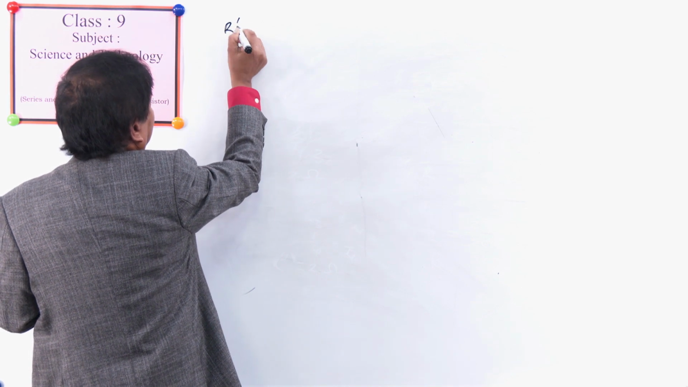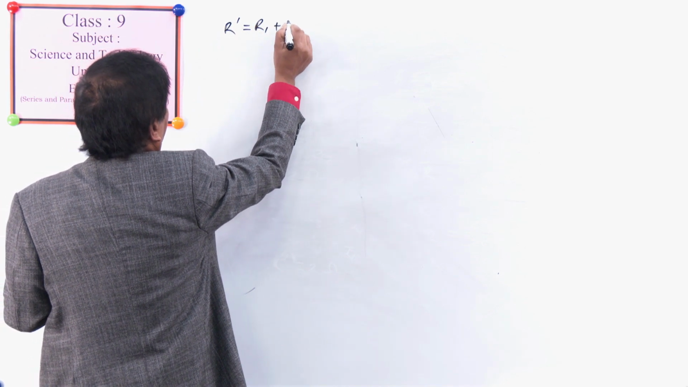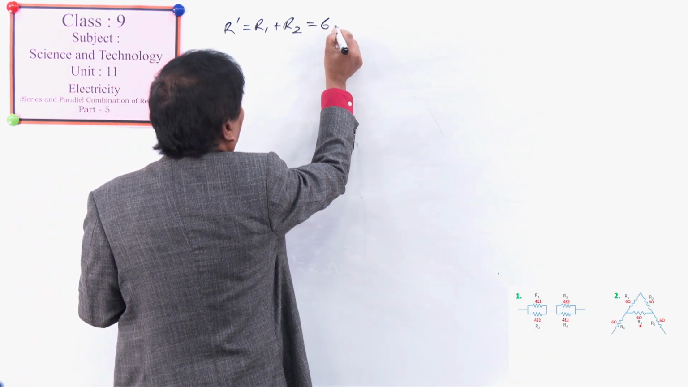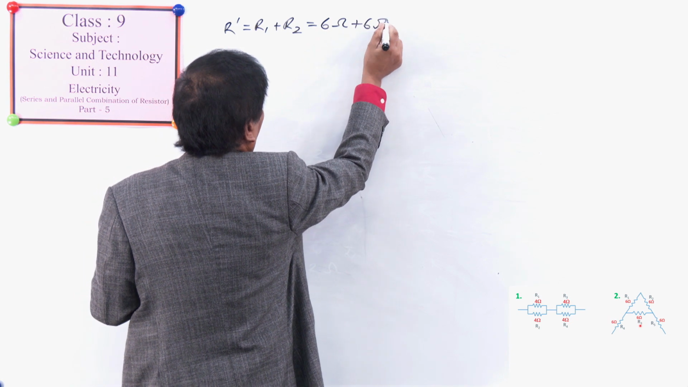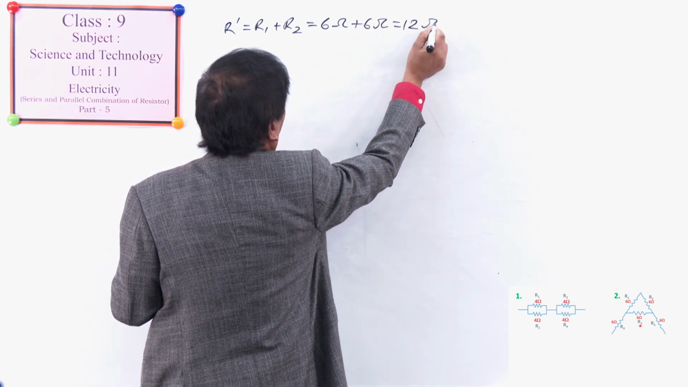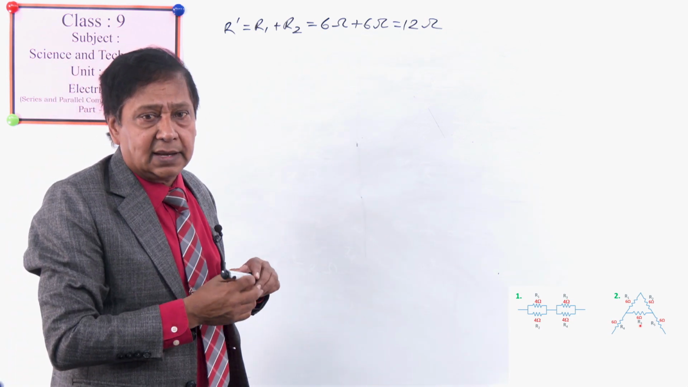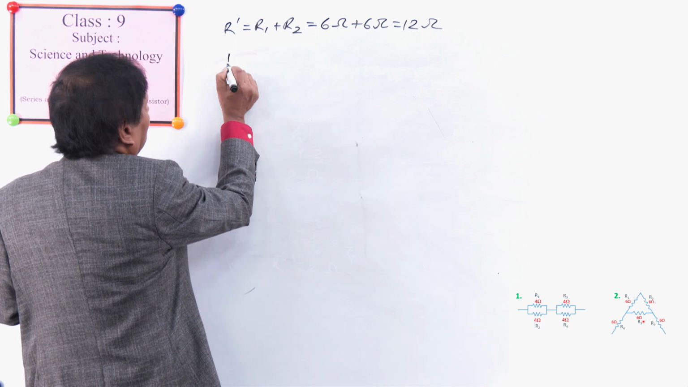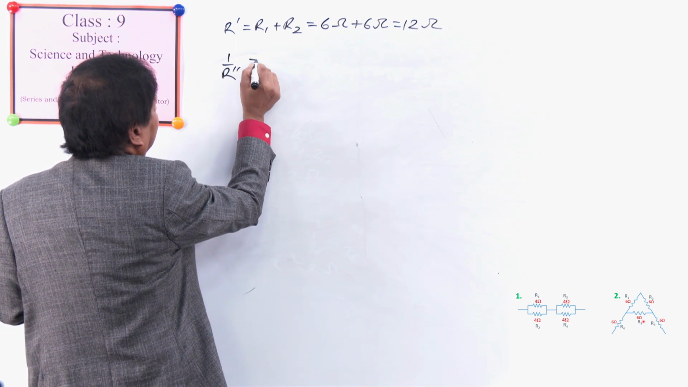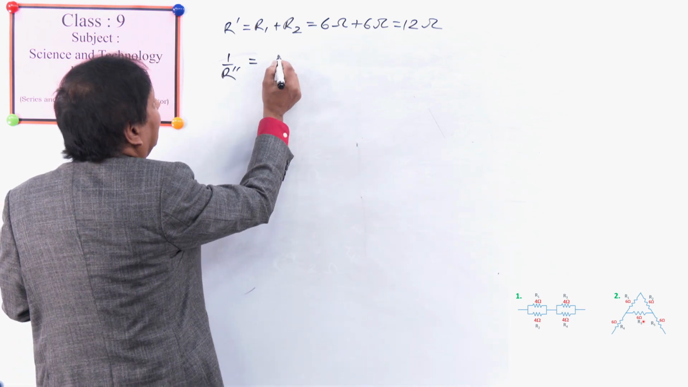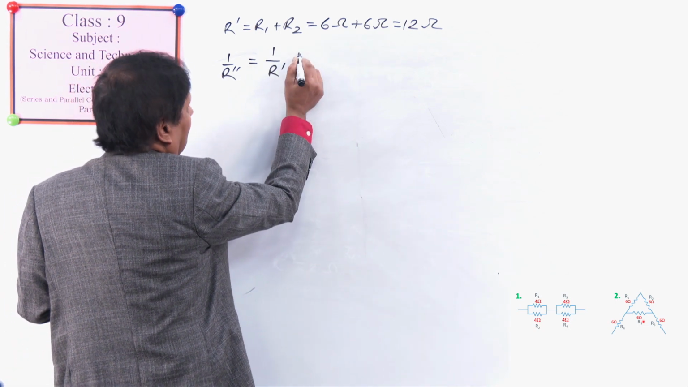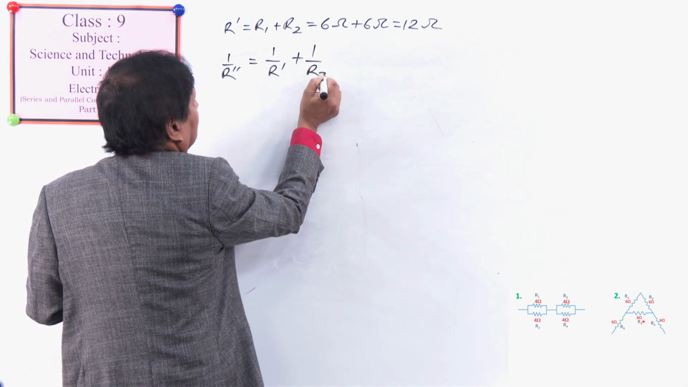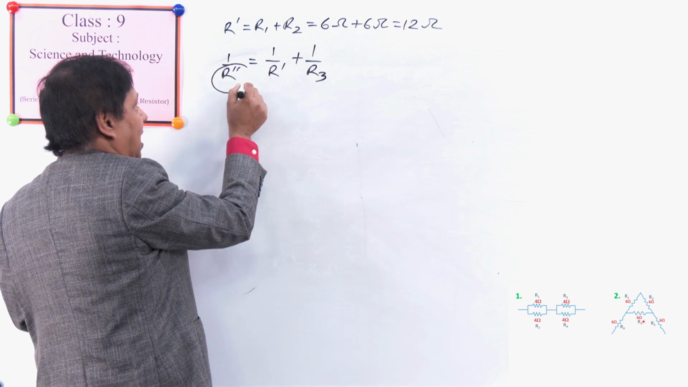Here R dash is equal to R1 plus R2, and R1 and R2 both are 6 ohm, so 6 ohm plus 6 ohm is equal to 12 ohm, and this R dash is in parallel with R3. So we can say that 1 by R double dash is equal to 1 by R dash plus 1 by what? R3. This will give us R double dash.